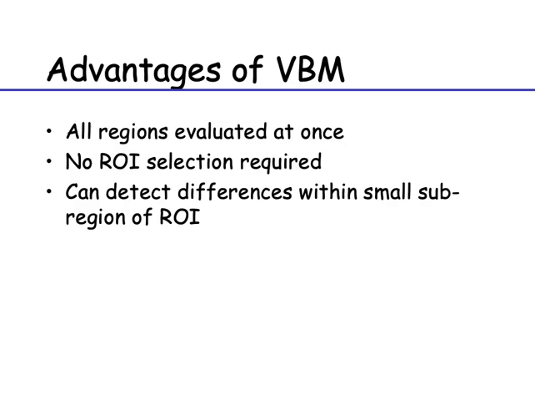Some of the advantages of voxel-based morphometry are that we are analyzing all of the regions at once. It does not require an a priori definition of specific regions of interest. And we can also detect differences within small subregions of a region of interest. So for example, rather than testing the entire hippocampus, we might find differences that are constrained to the tail of the hippocampus and not the head.